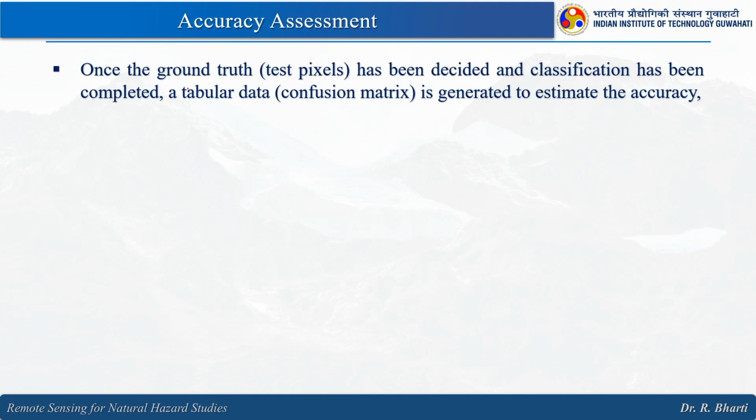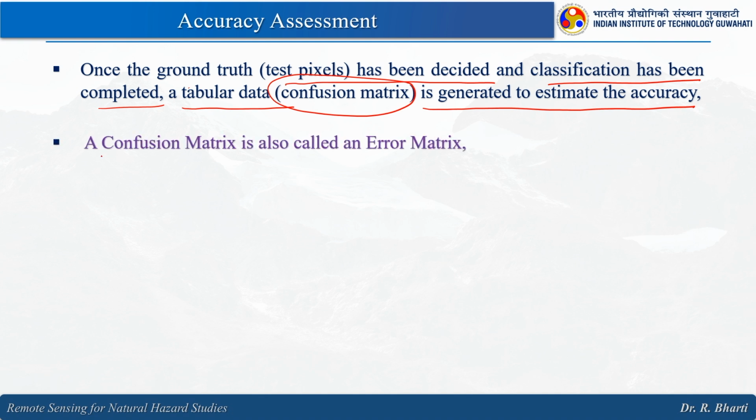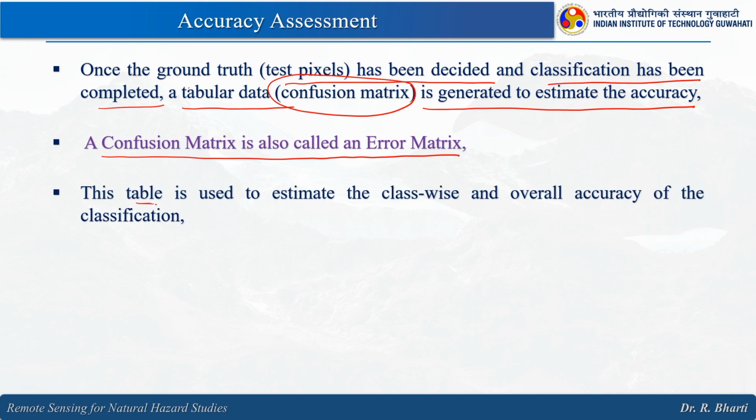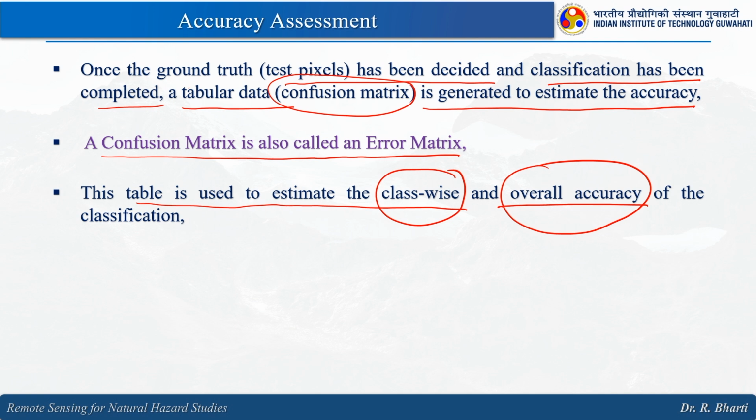So, once the ground truth, the test pixel has been decided, and the classification has been completed, a tabular data which is known as confusion matrix, right, is generated to estimate the accuracy. A confusion matrix is also called an error matrix. This table is used to estimate the class wise and overall accuracy of the classification. So, class wise means for forest, how much accurate it is, for water body, how much accurate it is, or overall accuracy, the whole classification method is 60, 70 or 80% correct.